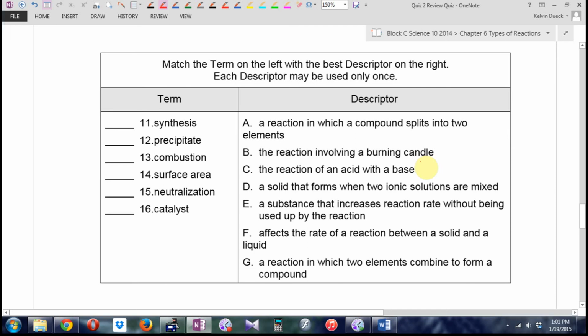Number 11, synthesis. G. Precipitate, that's the solid that forms when two solutions are mixed. It's also called a salt. Combustion, you know what? That's burning a candle. Surface area.